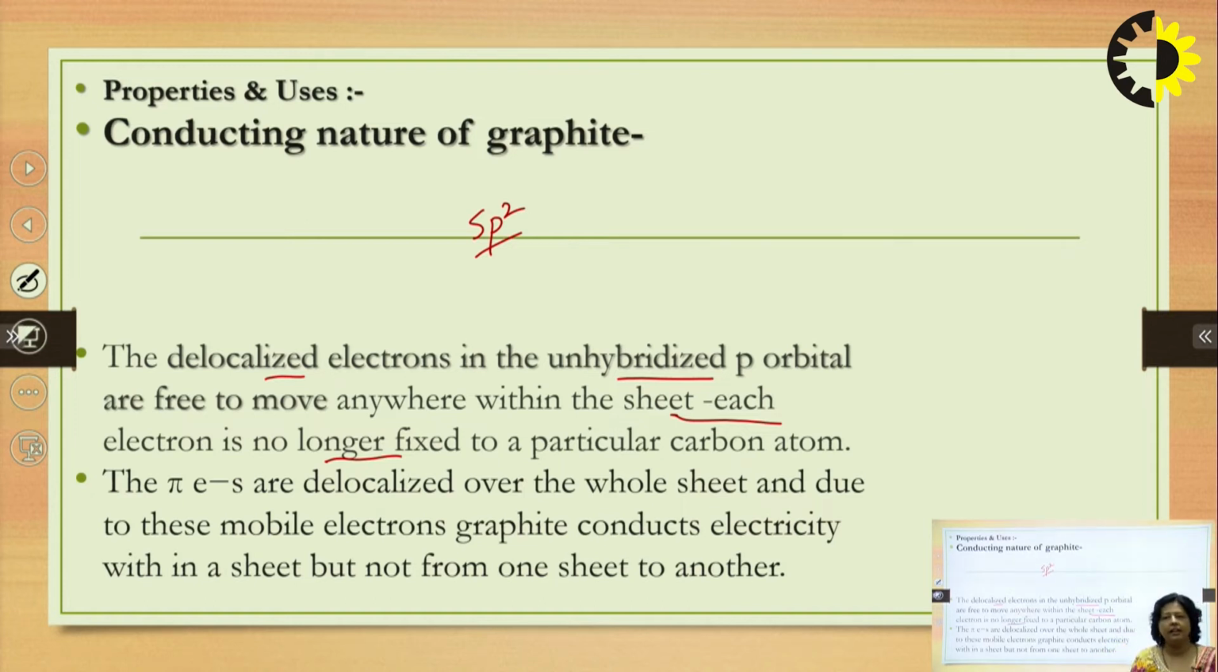And what is conducting nature? Conducting nature is the movement of electrons in the sheet. One thing has to be kept in mind: electrons are delocalized. They can move here and there, but not from one sheet to another sheet. Within one sheet, electrons can move, but to another sheet, the electrons cannot move.